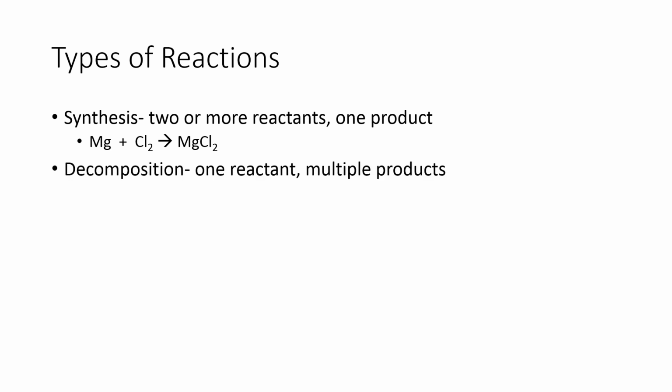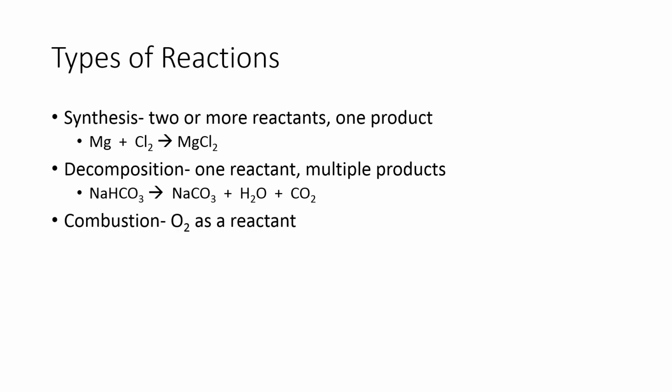The opposite of that is decomposition, where we have a single reactant that is split up into multiple products, and these could be split up into elements if it's a binary compound, or it can be split up into different compounds. So an example is this one. We have sodium hydrogen carbonate.